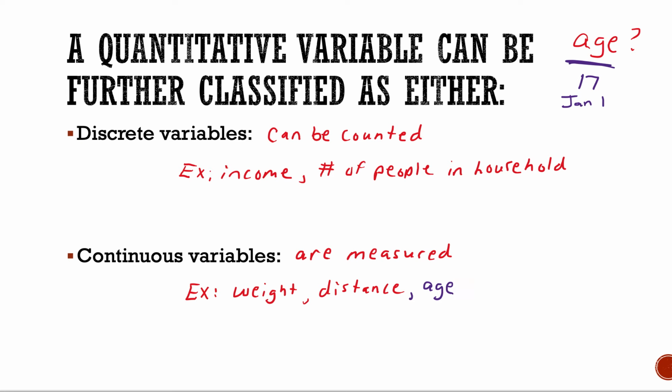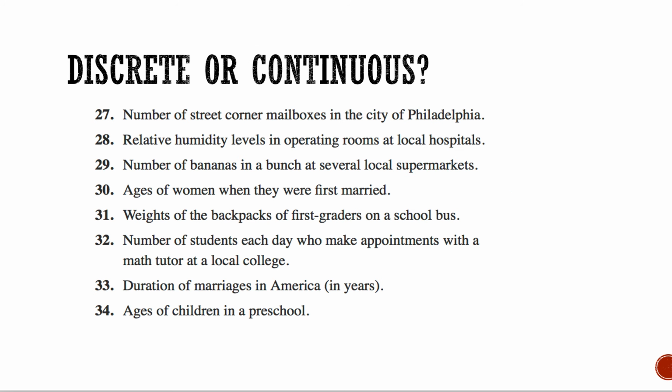All right, so as we finish this up, let's do a real quick example, and let's note discrete or continuous. Again, my recommendation would be that you pause the video here and work the problems and then come back and check. All right, so number of street corner mailboxes. That should be discrete. I can count the number of mailboxes. Relative humidity levels. I'm going to have some instrument to measure humidity. All right, so humidity would be continuous.